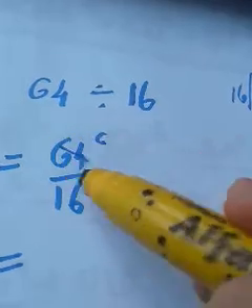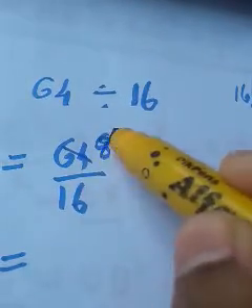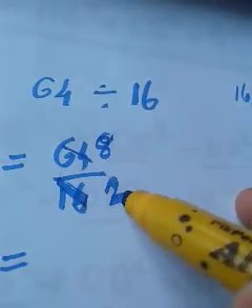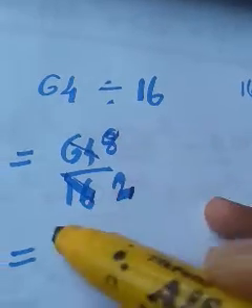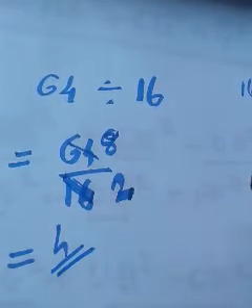In 64, how many 8s are there? 8 8s are 64. In 16, how many 8s are there? 2 8s are 16. Then what is 8 by 2? 4. In this way we can calculate the answer.